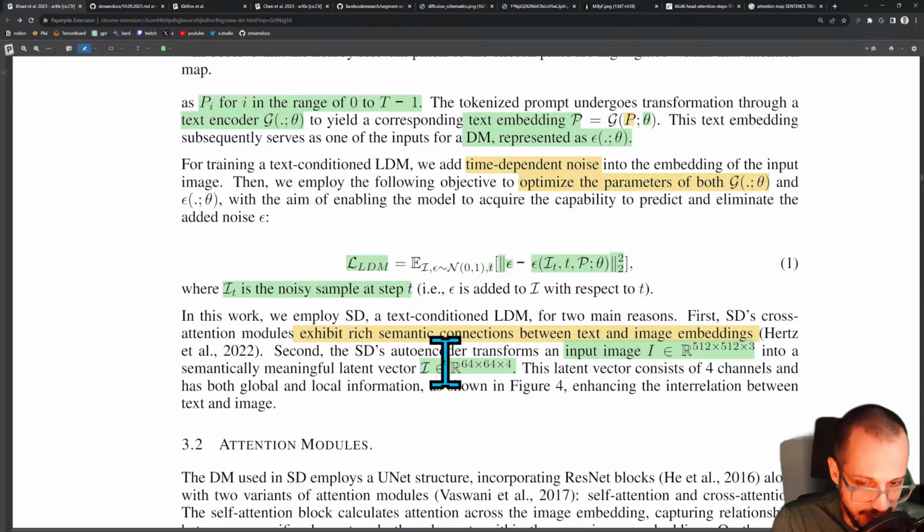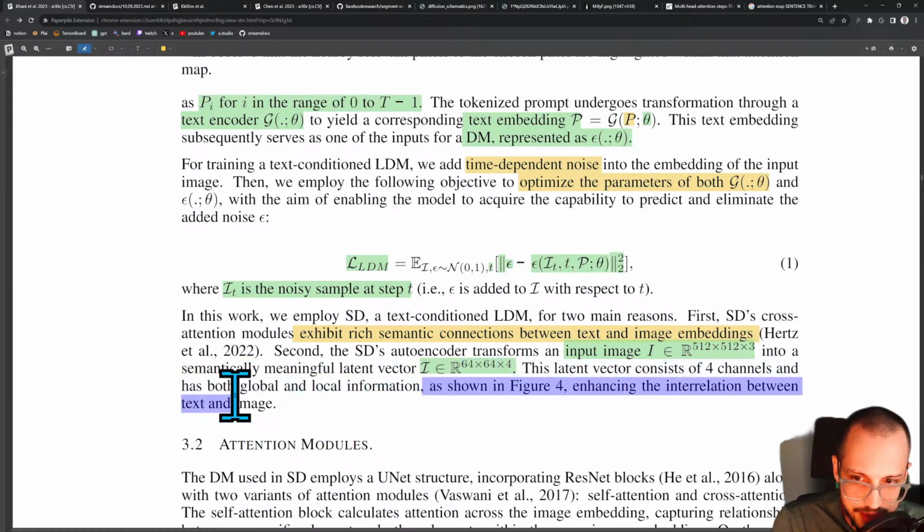And this is the whole reason why people do latent diffusion models: a diffusion model that operates in image space is so much bigger, right? So much bigger space. That UNet would have to be so much bigger. It would just take so much more memory, so much more time. We ain't got time for that, right? So we are going to do it in the latent space, and it works even better. This latent vector consists of 4 channels and has both global and local information.